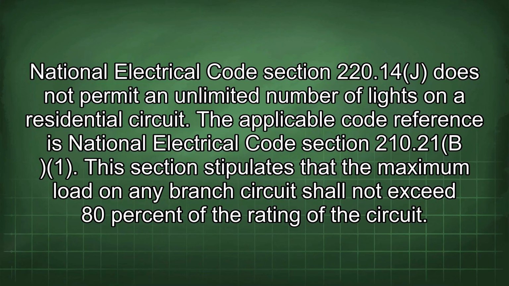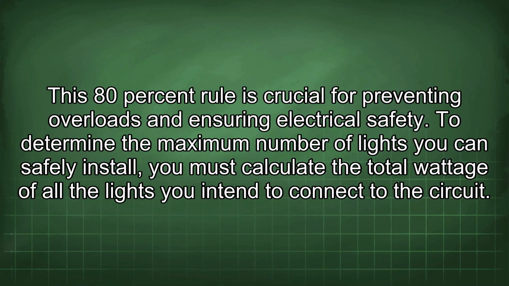National Electrical Code Section 220.14J does not permit an unlimited number of lights on a residential circuit. The applicable code reference is National Electrical Code Section 210.21. This section stipulates that the maximum load on any branch circuit shall not exceed 80% of the rating of the circuit. This 80% rule is crucial for preventing overloads and ensuring electrical safety.